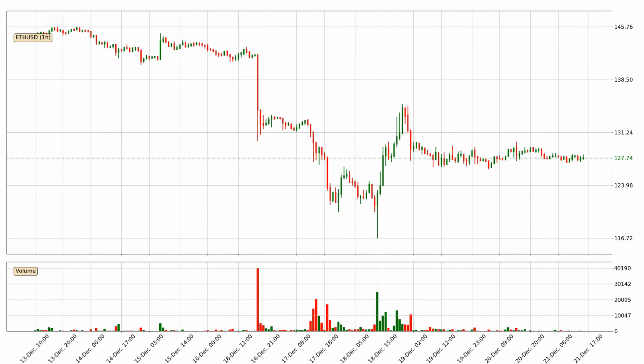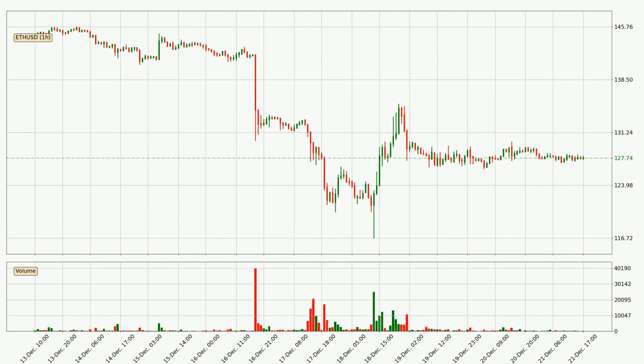Let's get started. Looking at the Ethereum hourly time frame, the price moved only slightly to the downside, around 0.7% in the last 24 hours, with a current price of 128.